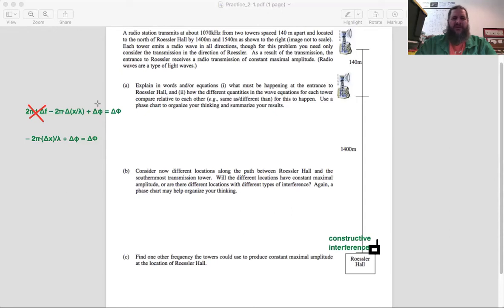What's the difference between the paths taken? 140. Right. Because one of the waves is traveling 140 plus the extra 1400 meters, and the other one is traveling just 1400 meters and that's it. So the difference is the extra 140. And because we've got two terms here, we should be very careful about the order we're subtracting. Let's label these antenna number 1 and antenna number 2.